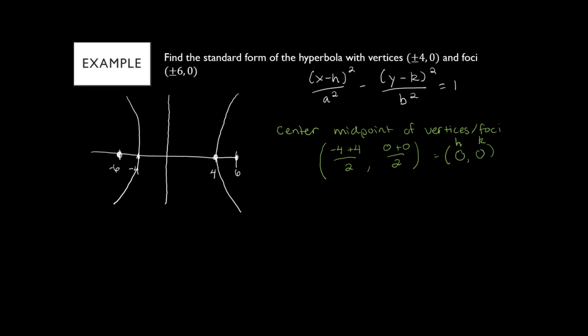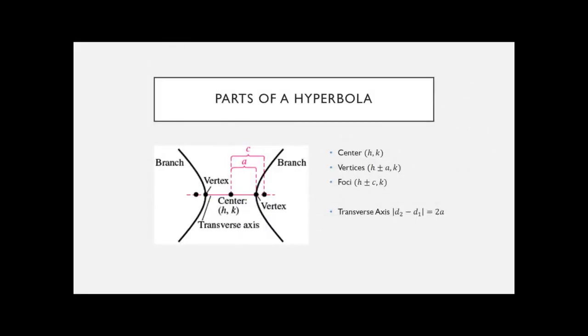You can go back to our picture here where we have things labeled. A is the distance from the center to a vertex, and c is the distance from the center to a focus. So in order to find b squared, we need to find both a and c. First we'll find a.